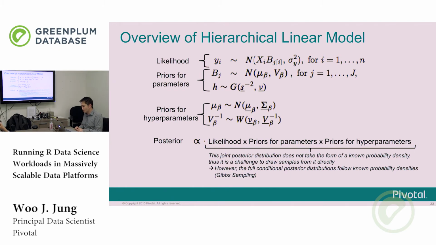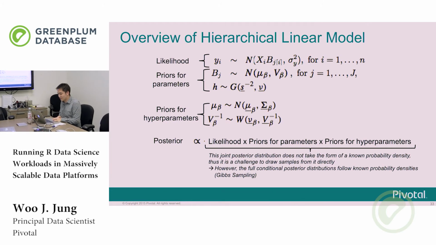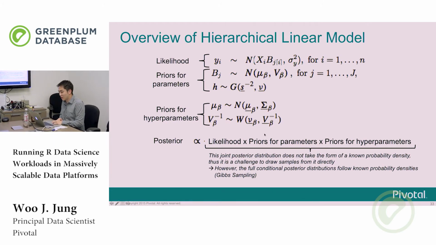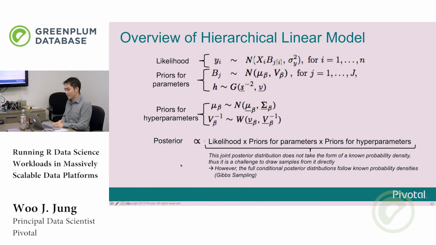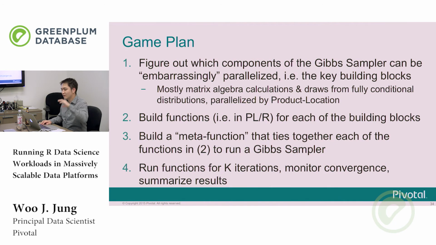And what you do in a Bayesian analysis is essentially get to a posterior distribution for your parameters of interest by essentially assuming that your posterior distribution is proportional to the likelihood times the prior distributions of interest. Now that's a lot of mumbo jumbo that I've just walked through, but it's relevant for how we then come up with a game plan to parallelize this algorithm on Greenplum Database using PLR.